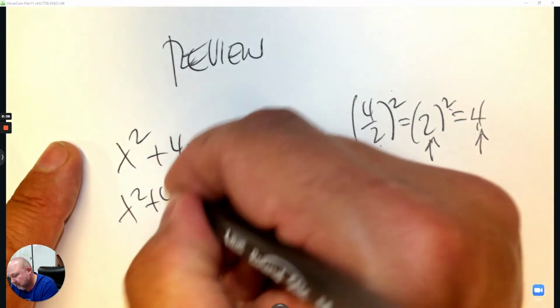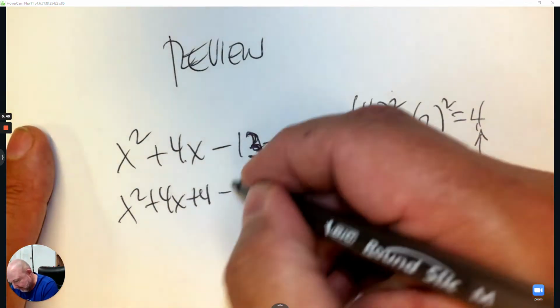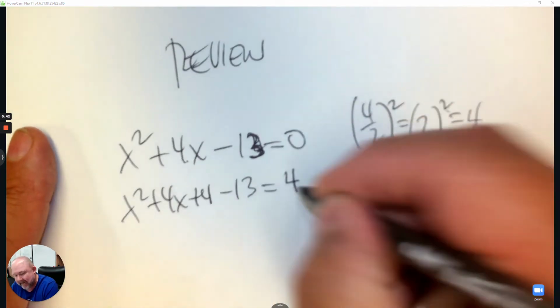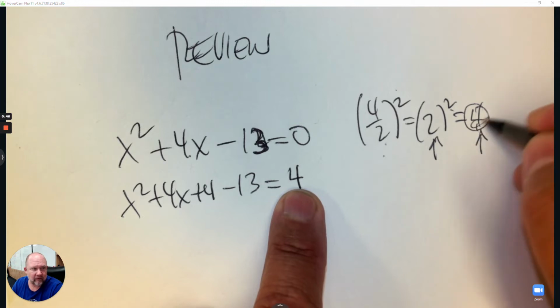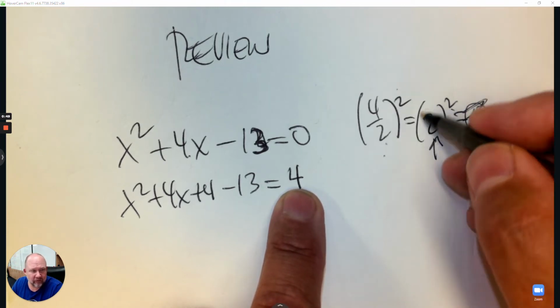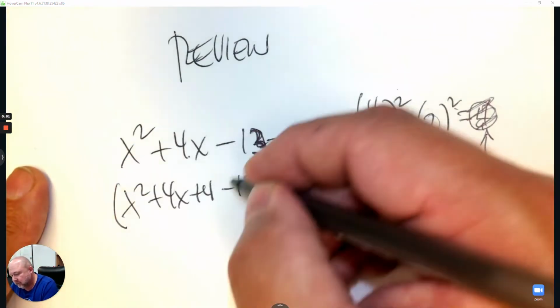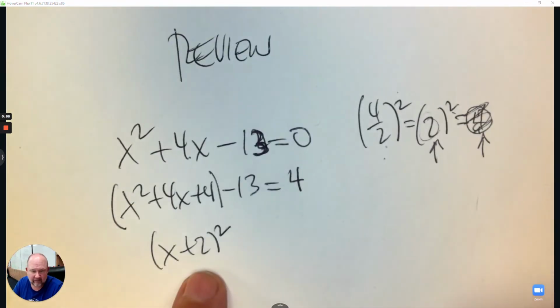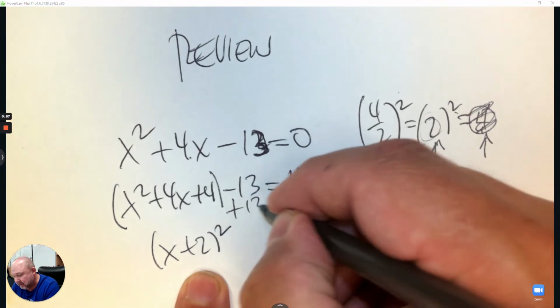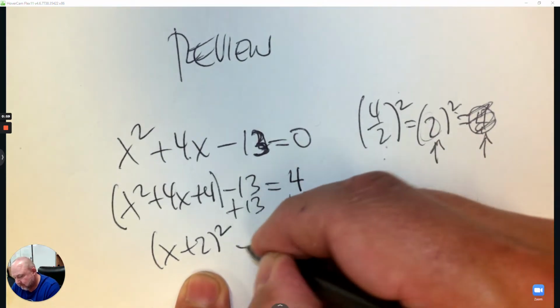So we start with the 4. We add 4 to the left and we add 4 to the right. So there's 4 and 4. So we've used this one now. Now the 2. So if I look at the first 3 terms, we use the positive 2 and square it to factor. I'm going to add 13 to both sides.